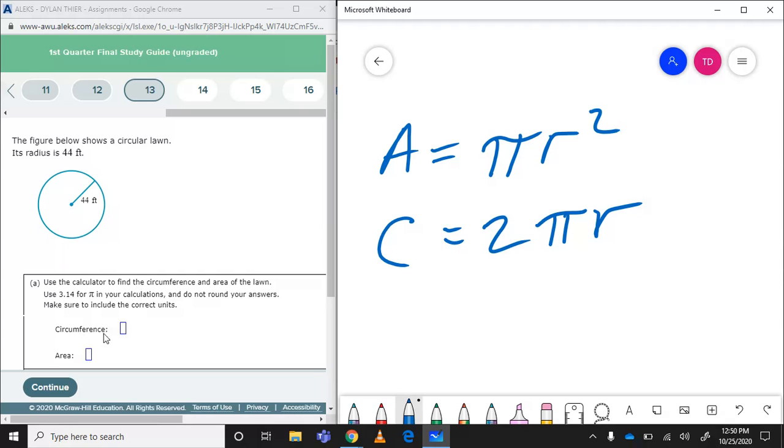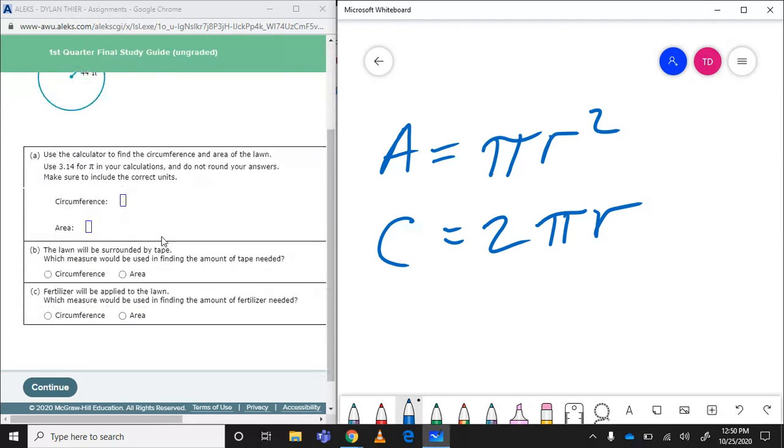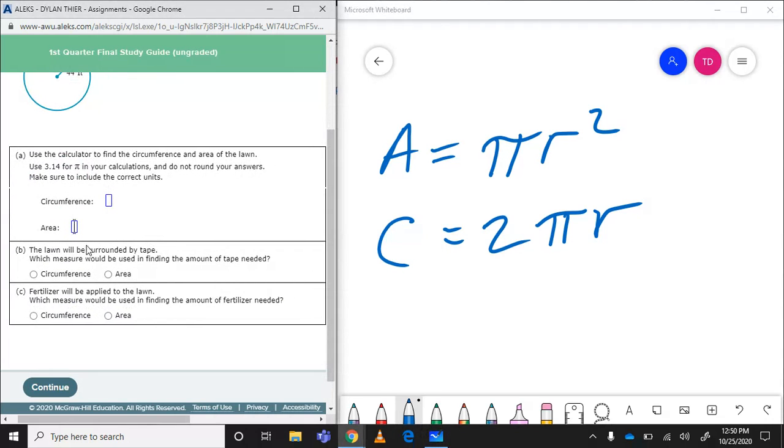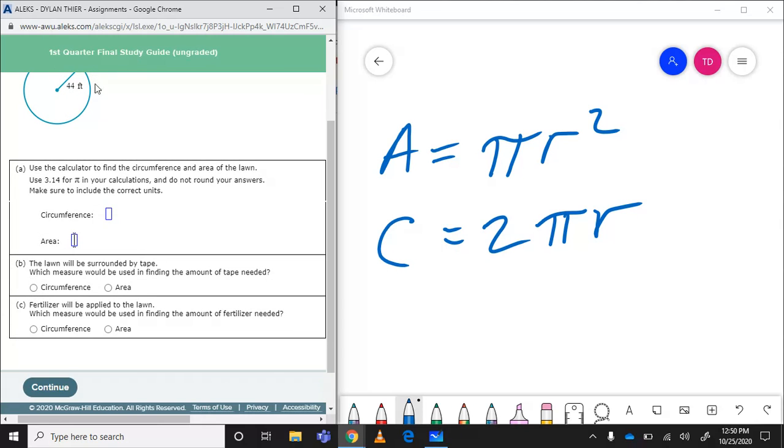So on the circumference that they're looking for, we would take 44, that's our radius, from the center out, and we'd put it in here. So it'd be pi times 44 squared. Sorry, that'd be for the area. For the circumference, it would be 2 times pi times 44. Now, when they're asking these kind of questions, the lawn will be surrounded by tape. Surrounded is talking about the circumference. It's talking about the outside.